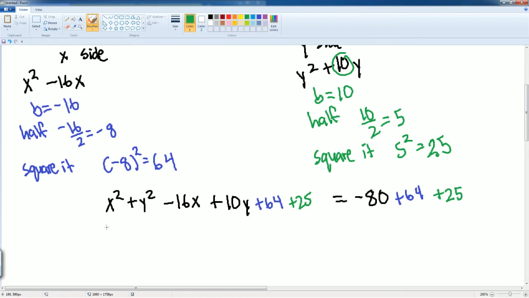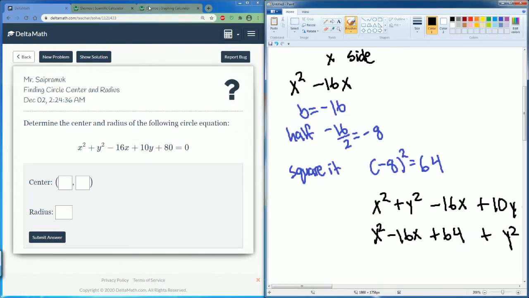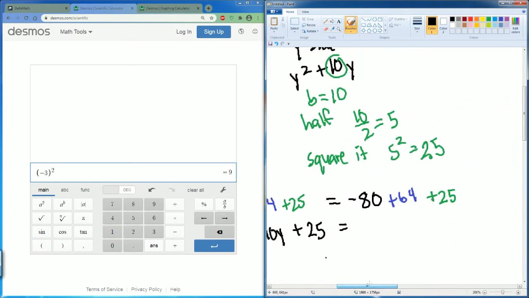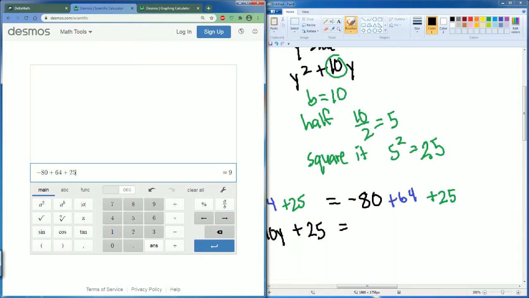I can factor x squared minus 16x plus 64, and I can factor y squared plus 10y plus 25 equals, here I can just use my decimals to figure that out, which is negative 80 plus 64 plus 25. That got me 9.